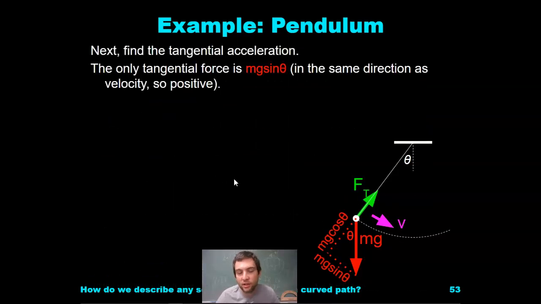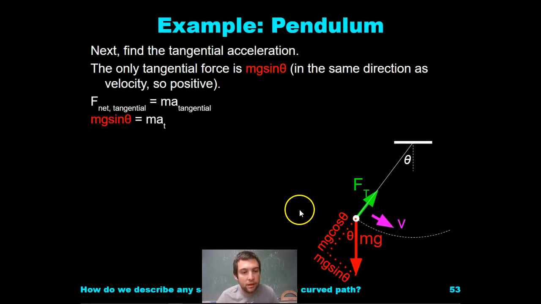Next, we find the tangential acceleration. The only tangential force is mg sine theta, tangent to the velocity, tangent to the direction we're moving. So stuff that makes it go minus nothing equals mass times acceleration, in this case, tangential acceleration.